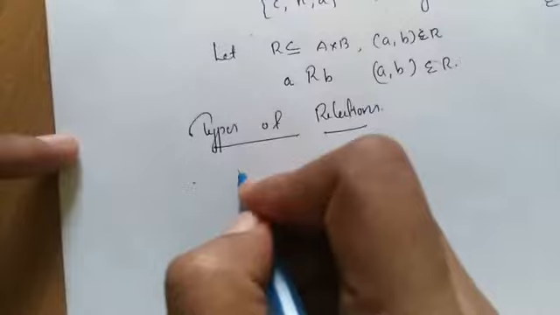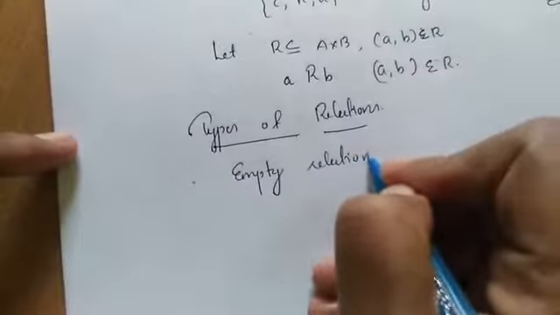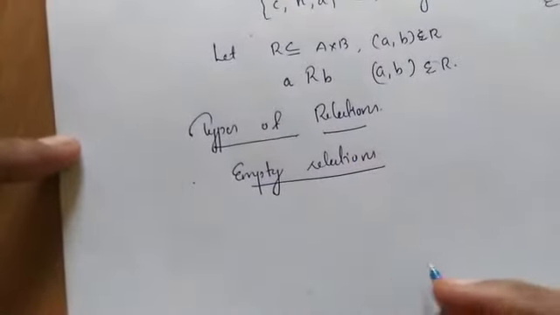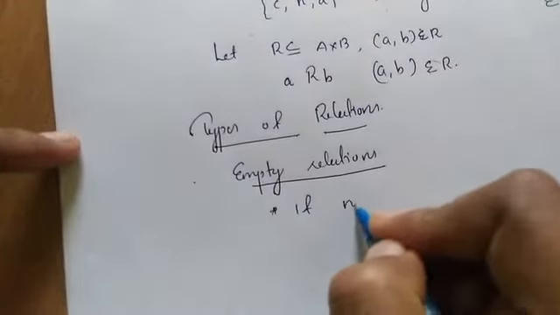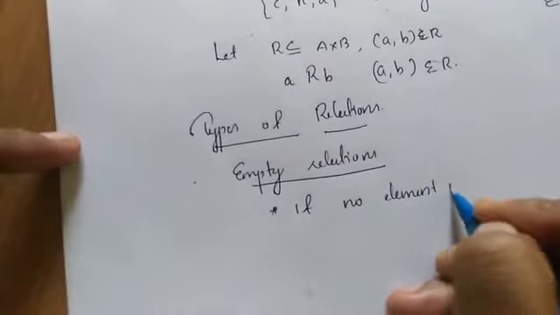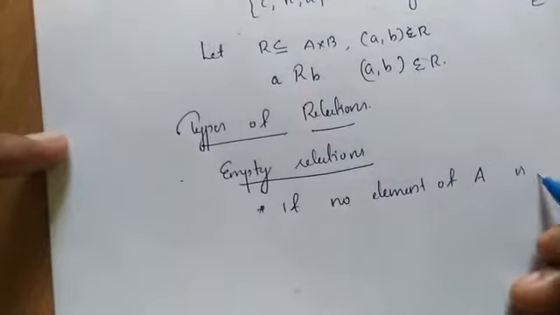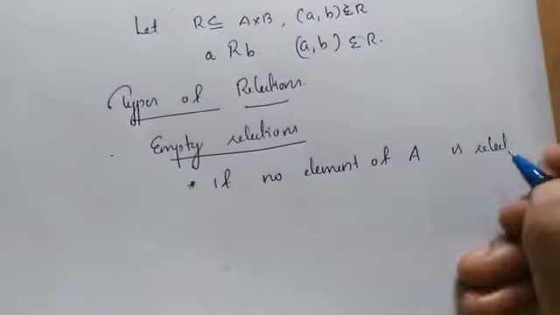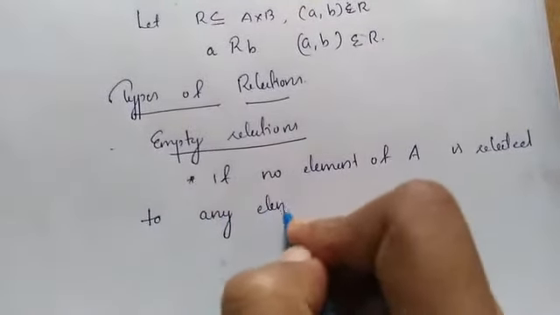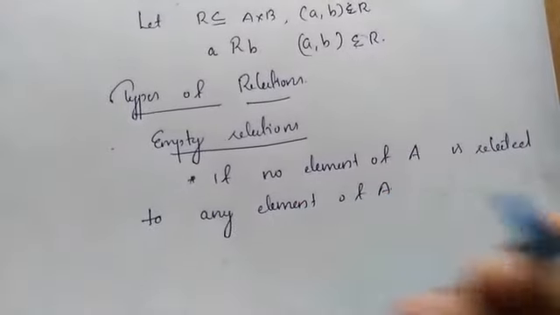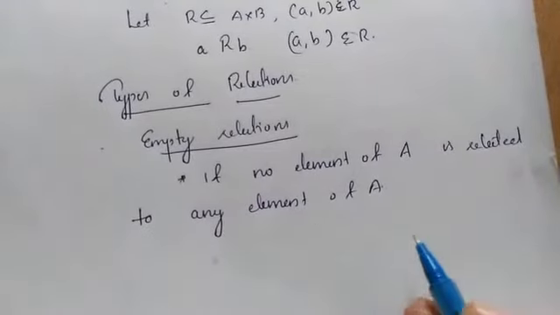We can define types of relations. One type of relation is the empty relation. We can say that a relation is an empty relation if no element of A is related to any element of A.